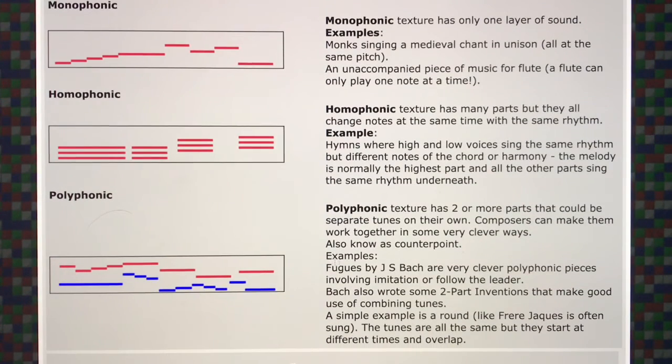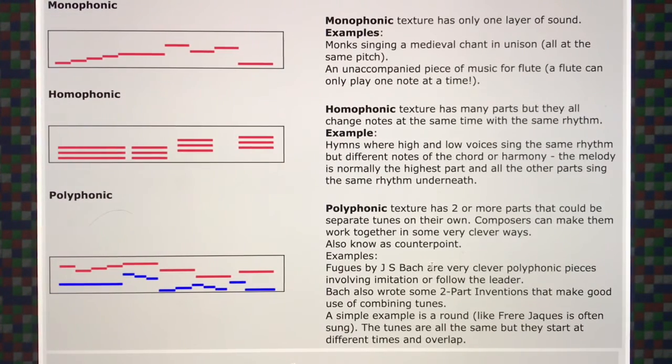Here's a form of music called a fugue. Fugues by J.S. Bach are very clever polyphonic pieces. They involve imitation or follow the leader. So one player will start off playing a melody, and then when they finish their first line of the melody, another part will take up that melody, and that can carry on with all the parts playing follow the leader and doing interesting things to accompany the melody.